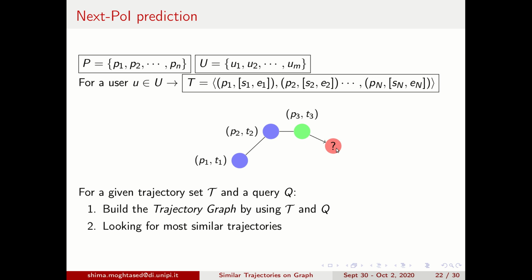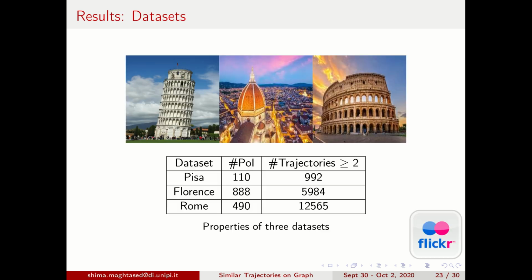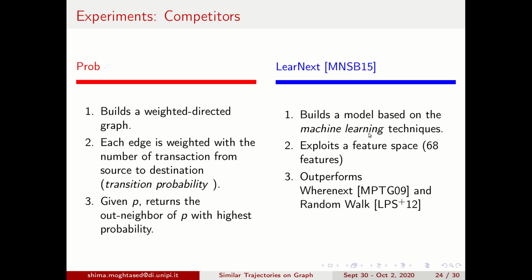Due to lack of time and space, I don't want to go through the details of our strategy, but to evaluate our method, we conducted a comprehensive evaluation over three real datasets of trajectories of tourists in three cities in Italy: Pisa, Florence, and Rome. We compare our results with a well-known machine learning based technique, as well as with a popular baseline.